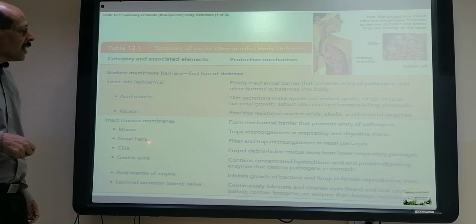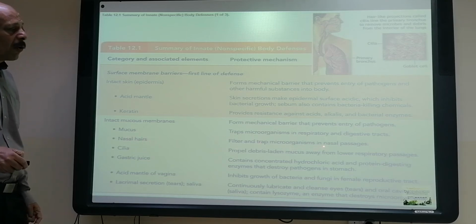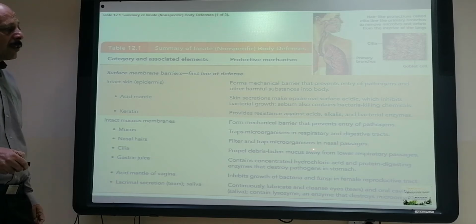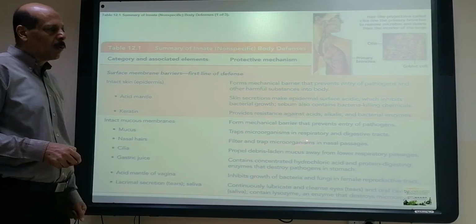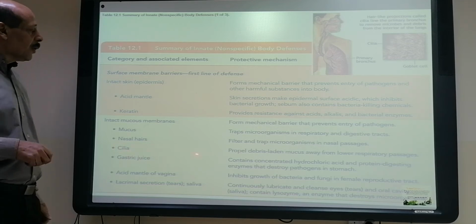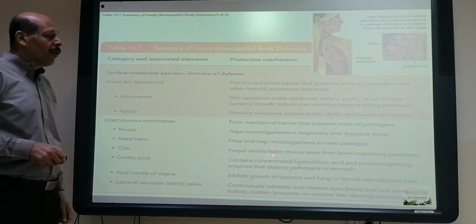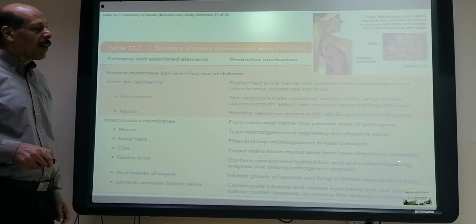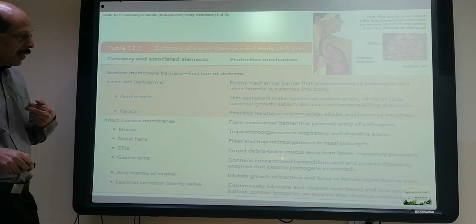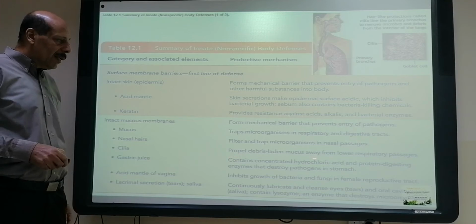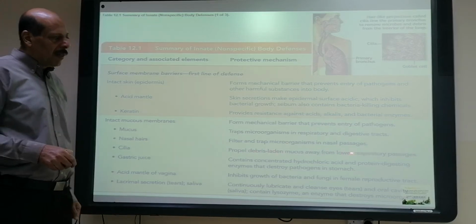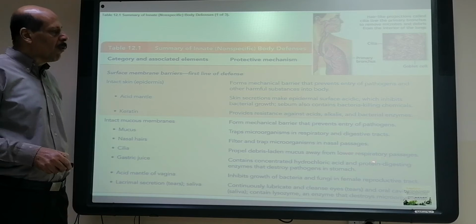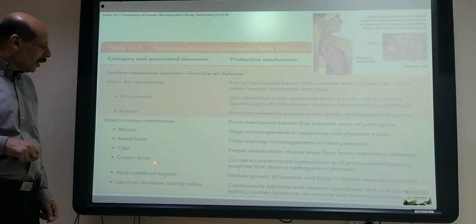There is also nasal hair. The nasal hair will filter and trap microorganisms from the nasal pathway, taking some of the contamination from the air and preventing it from passing down to the lungs. Cilia also propel debris and mucus away from the lower respiratory passage. So there are cilia in the respiratory tract that move any substances which enter there, and mucus will be removed out of the respiratory system.